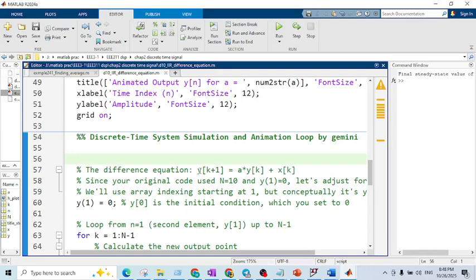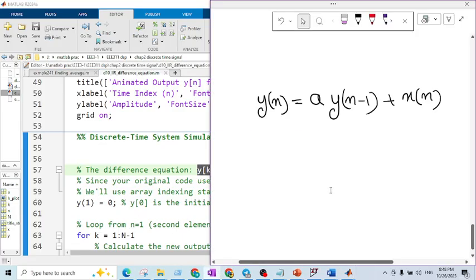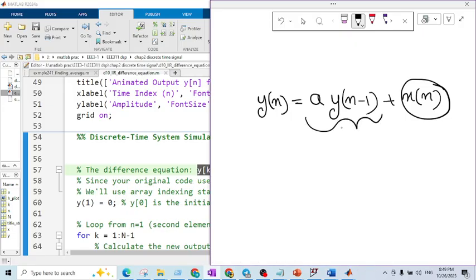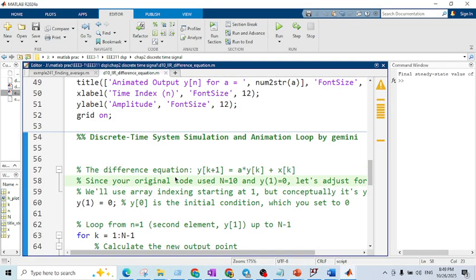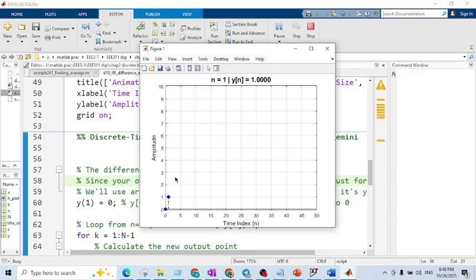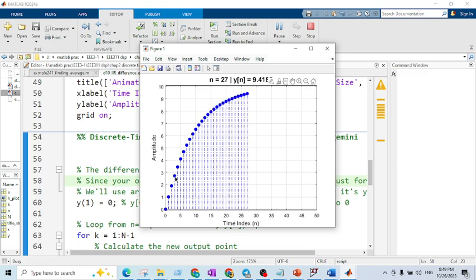Okay, so one interesting thing about this difference equation. First I thought that the value of y would go to infinity at some point, because all the time you are summing the input with the previous output, right? So I thought that this might go to infinity, but when I ran this simulation I saw something interesting. You see this value is converging to some value.